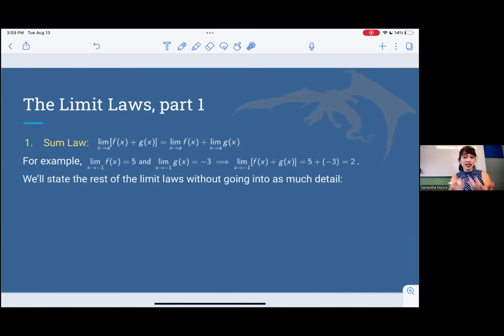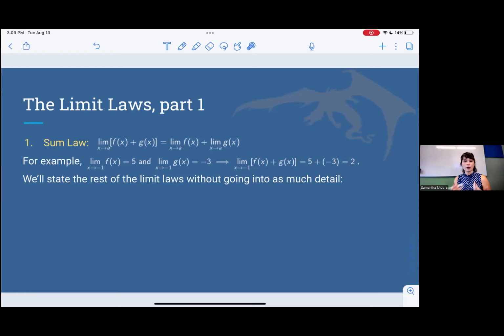So seeing this in an example, if we knew that the limit as x approaches -1 of f of x is 5, and the limit as x approaches -1 of g of x is -3, then without knowing any more information about f of x and g of x, I can say that if I added those two functions together and looked at the limit as x approaches -1, I would get closer and closer to 5 plus -3, in other words, 2.